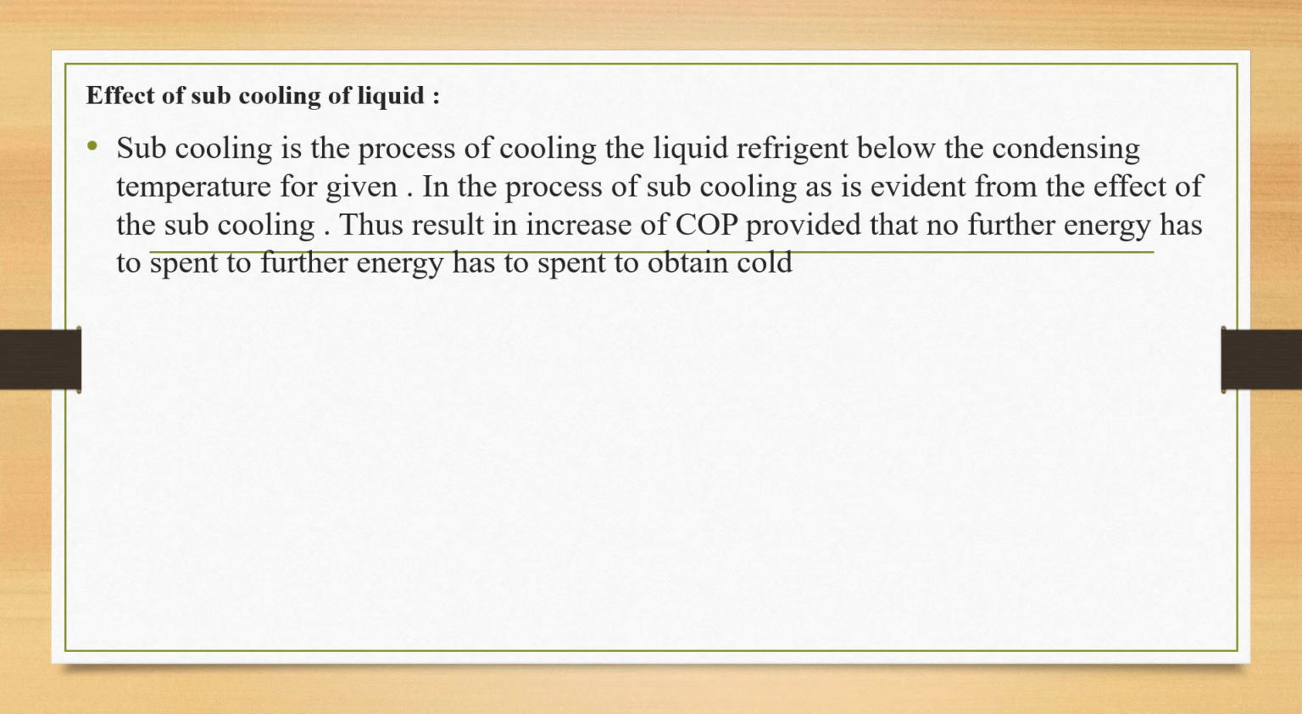Effect of subcooling. Subcooling is a process of cooling the liquid refrigerant below the condensing temperature of a given pressure. Here the temperature of the refrigerant is decreased in this process of subcooling. This results in an increase of COP, provided no further energy has to be spent to obtain cooling. Means in subcooling, the temperature of the refrigerant is reduced and no further energy is required to reduce the temperature.